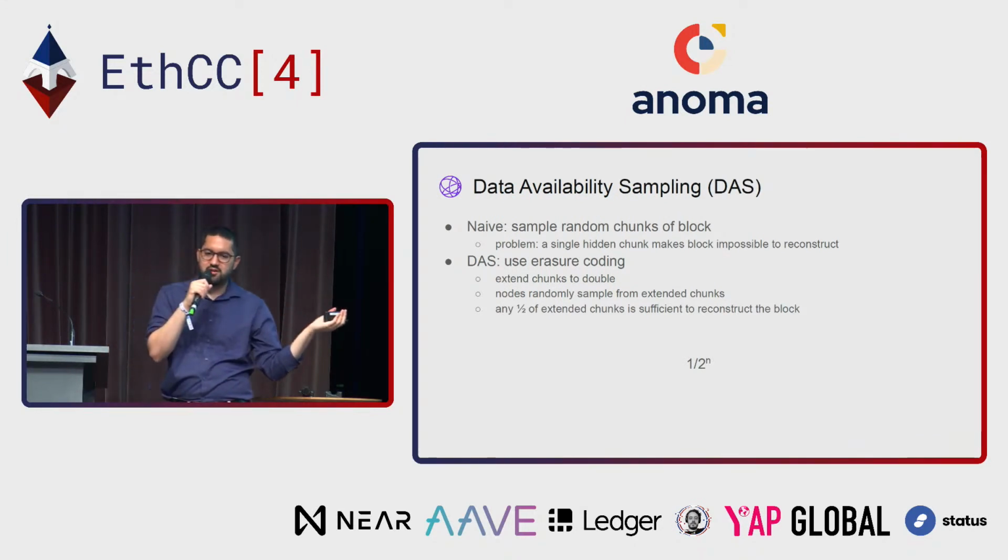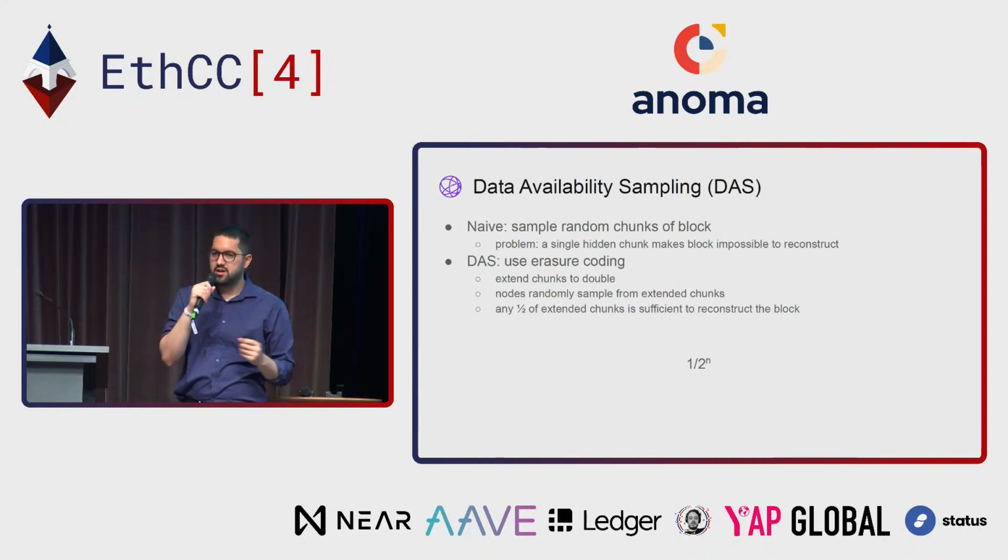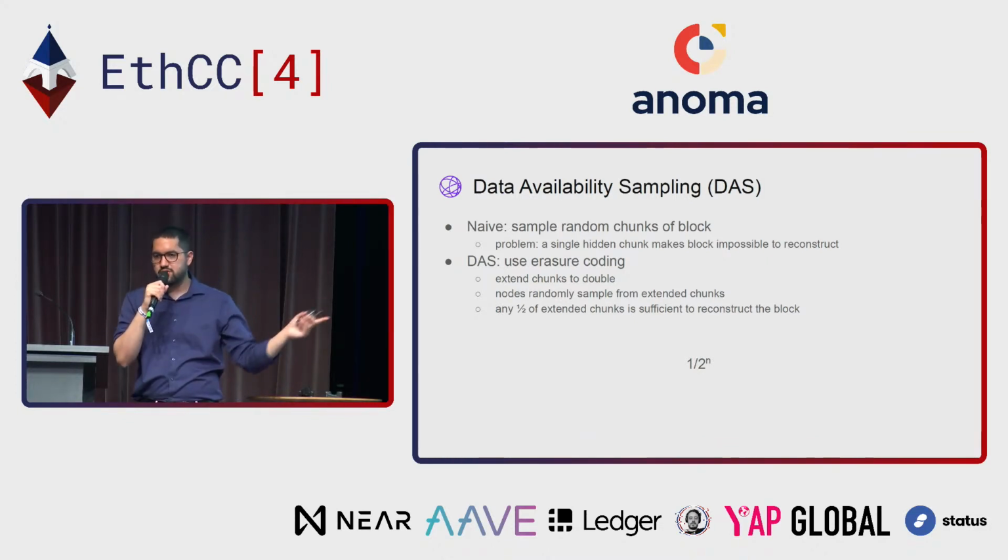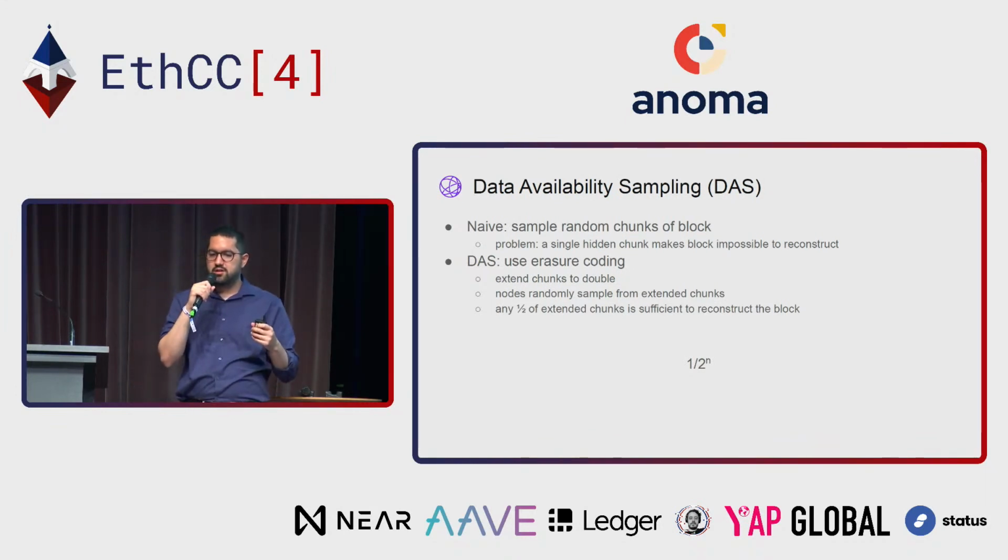And the kind of very naive, or short description here is that the naive way you would try to verify if a block is available is download random chunks from it. This doesn't work because someone could hide a single chunk and then you'd be tricked. So what you do is you use erasure coding. This essentially adds some redundancy. So say you extend some block to twice its size, and as long as you can recover half of this extended data, then you can recover the whole data.